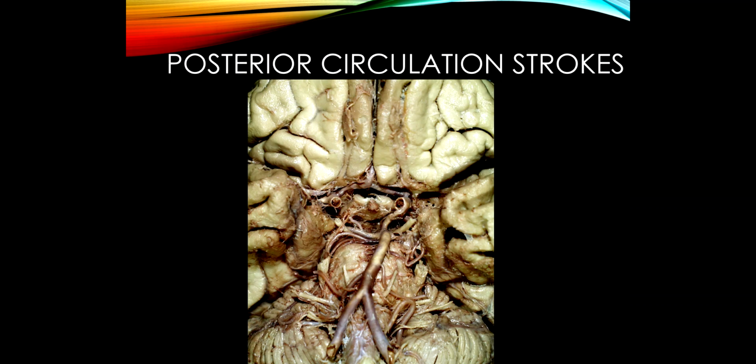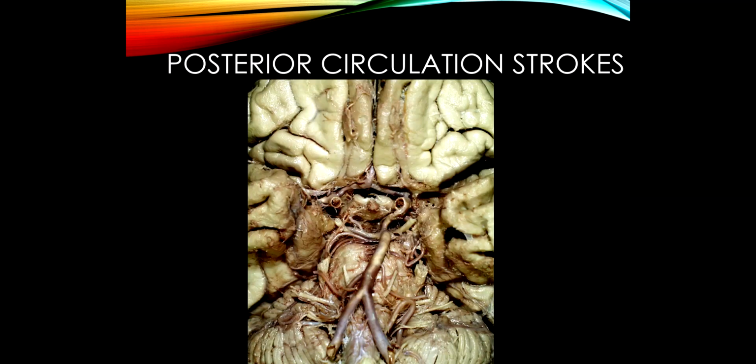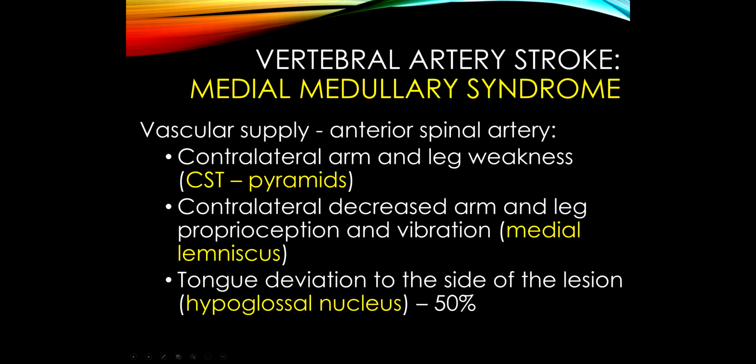All right, now posterior circulation strokes. This will pretty much all be review. When we went through the brainstem, we talked about medial medullary syndrome. So remember, off of the vertebral, we have the anterior spinal arteries, which supply the medial portion of the medulla and continue down to supply the spinal cord.